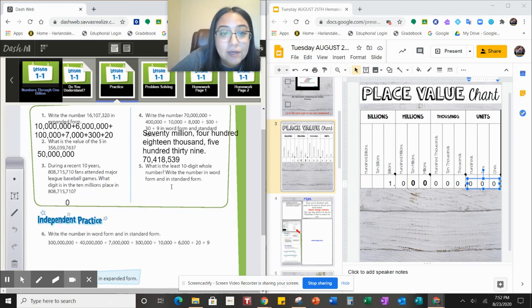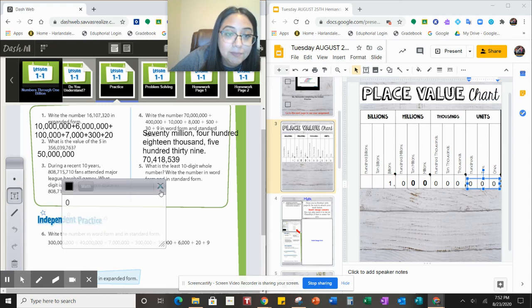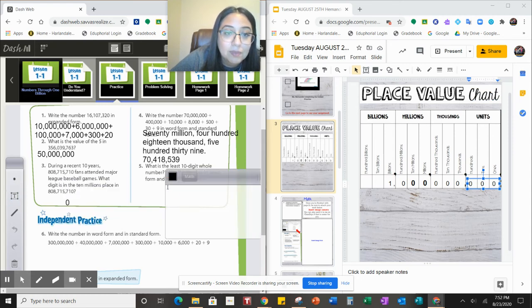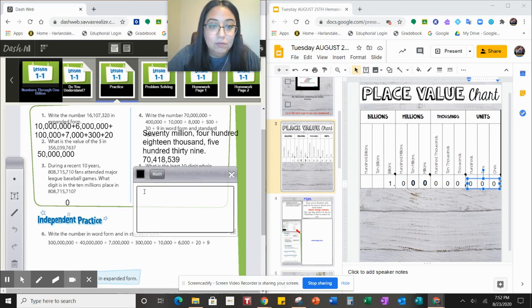And now it wants us to write the number in word form and in standard form. So we've already written it in standard form, thanks to our place value chart. That would be 1 billion. And there can only be 3 numbers in each period. So that's why we're separating. It's like 3 numbers and a comma, 3 numbers and a comma. So we have ones, tens, hundreds, thousands, 10,000s, 100,000s, millions, 10 millions, 100 millions, and billions.